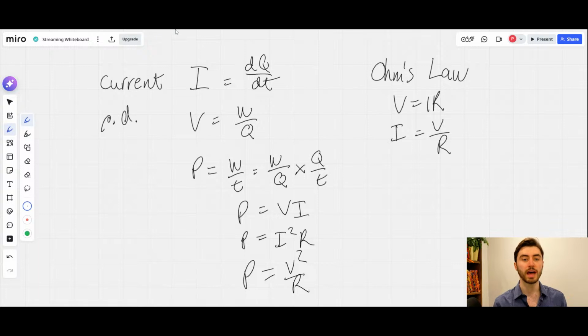I will also emphasize while we're here that current is the rate of flow of positive charge. Now, this is one of my favorite stories. Why is it positive charge, you may ask? Why is it not negative charge? It's the flow of electrons.